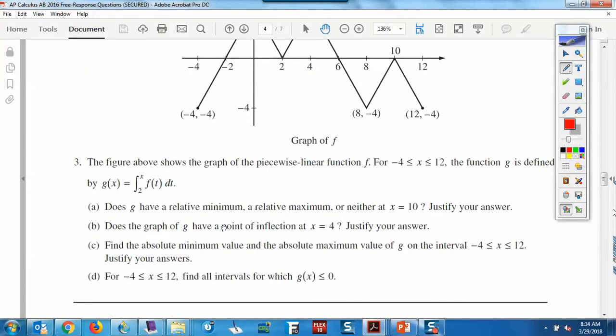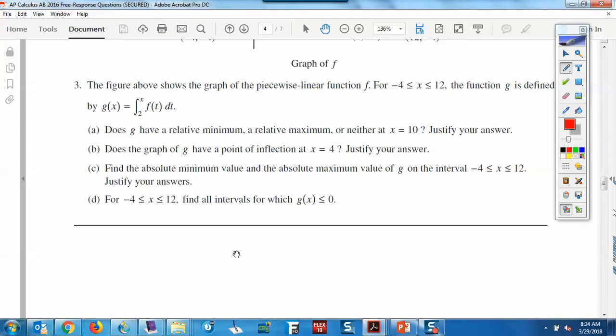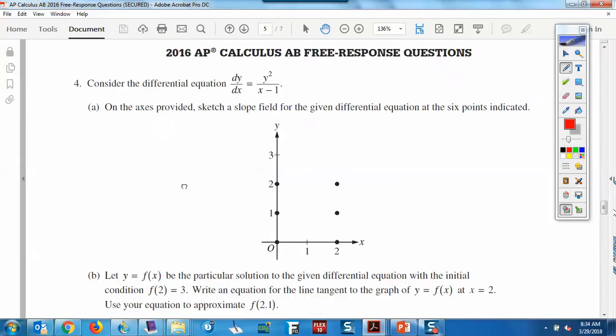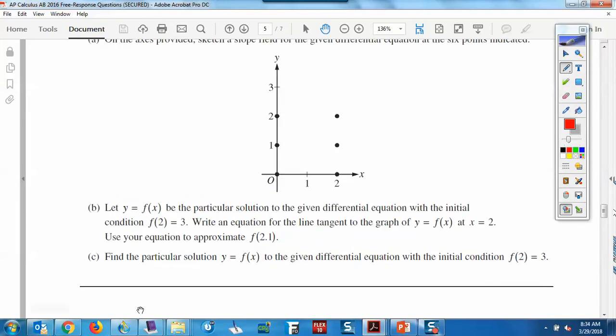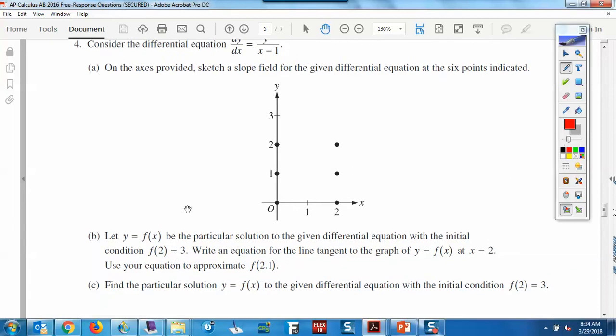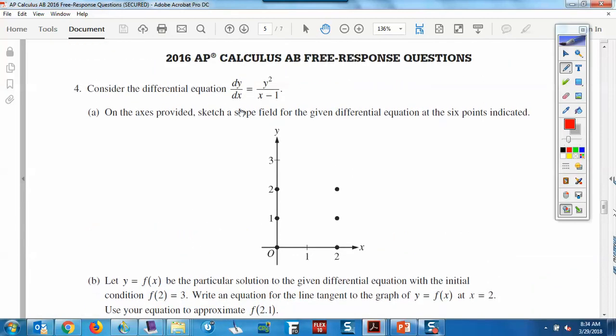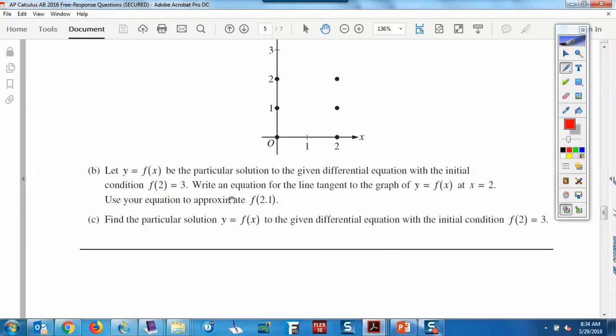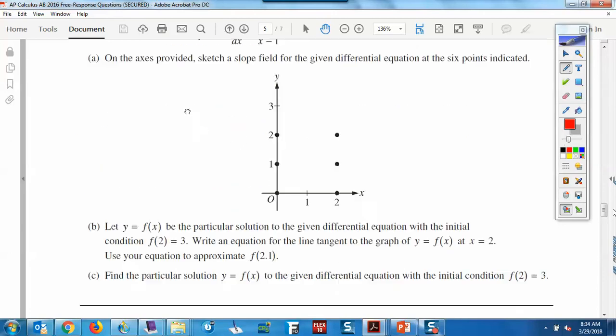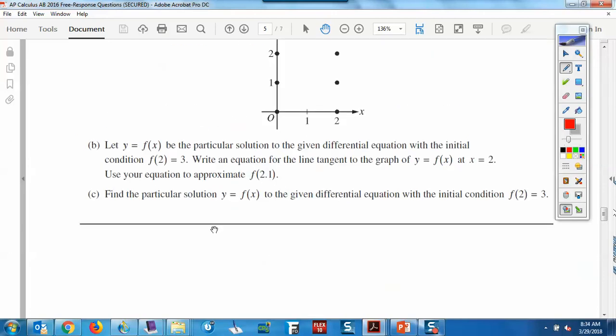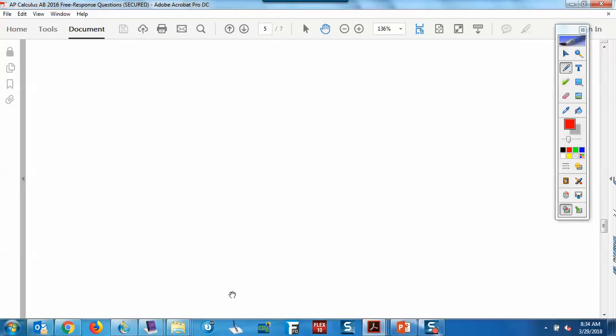Number 3, we can do all parts of that. Number 4, we can't do part C. So this is very much like the one from the other packet the other day, except the difference is you're just going to have to go ahead and do those slopes. Maybe we did this already, write the tangent line, they give you a point, you get the slope from up here, write your tangent line, put it in 2.1, and then skip part C.